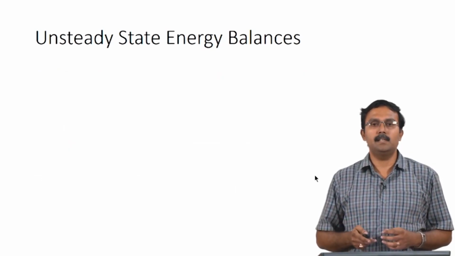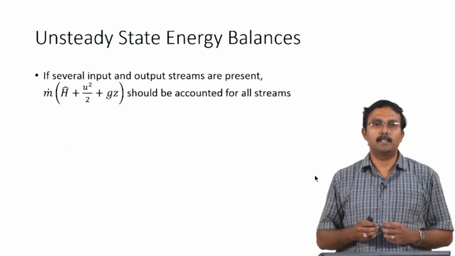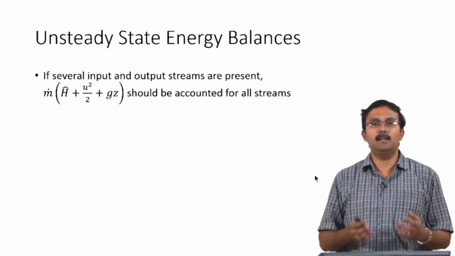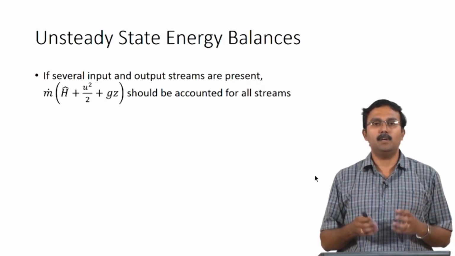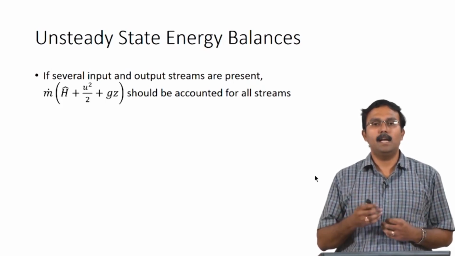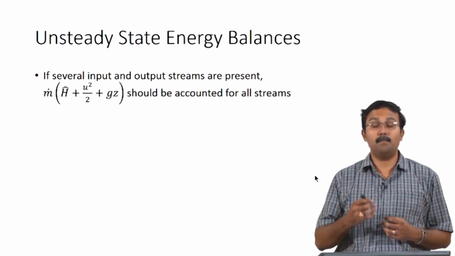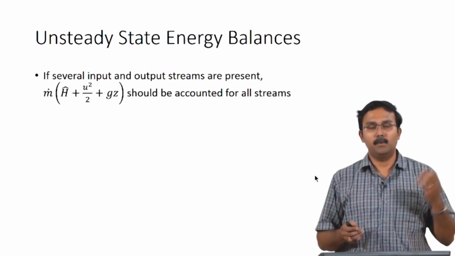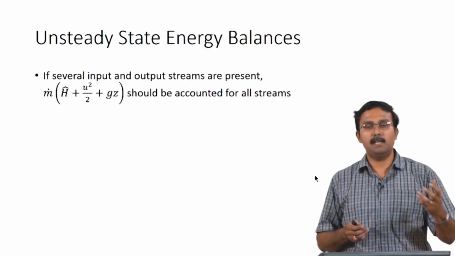This equation is actually quite complex, and it can get even more complicated if you have more than one input or output stream. You would have to account for the m dot times h cap plus u squared by 2 plus g z term for all the streams. If there are multiple inlet streams, you might have multiple of these terms.